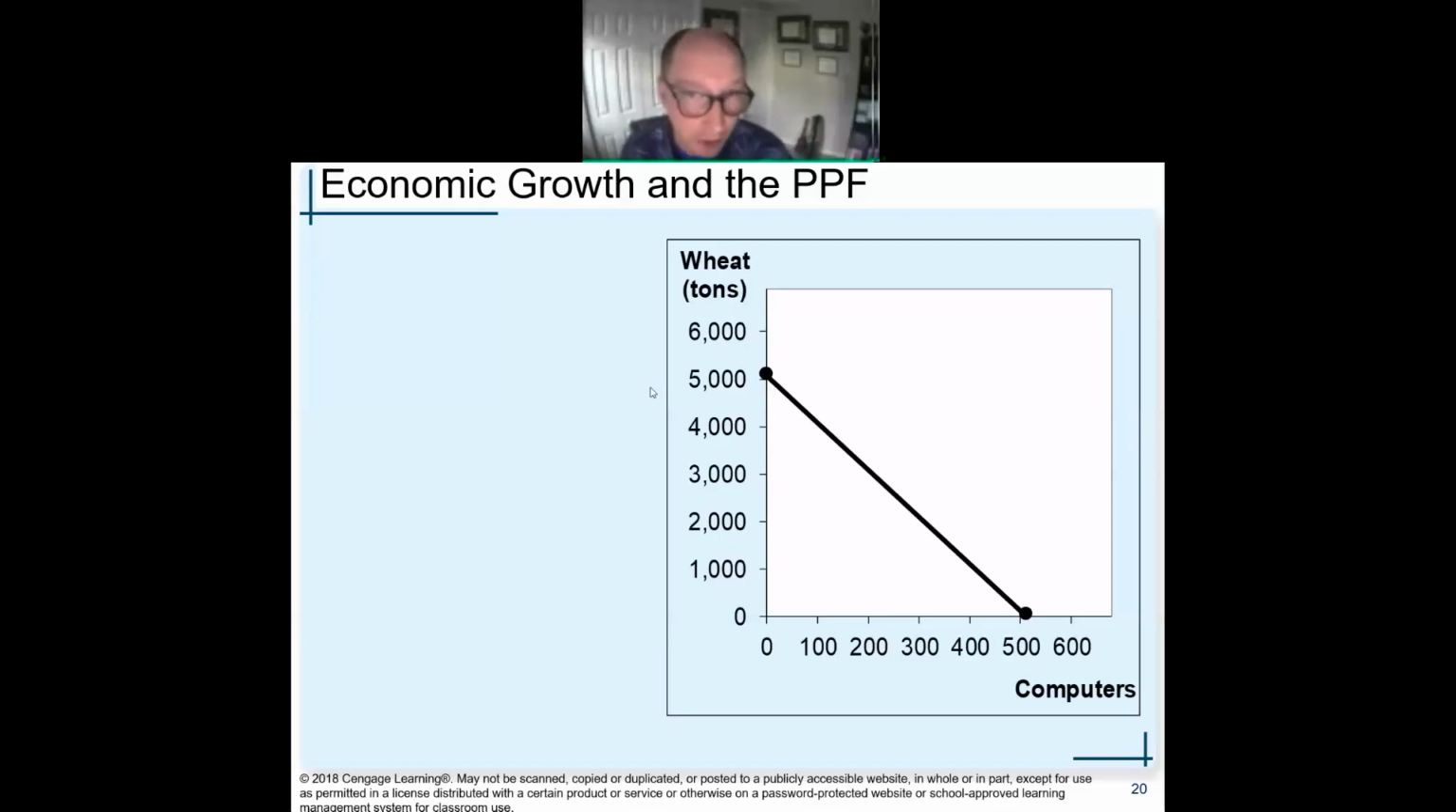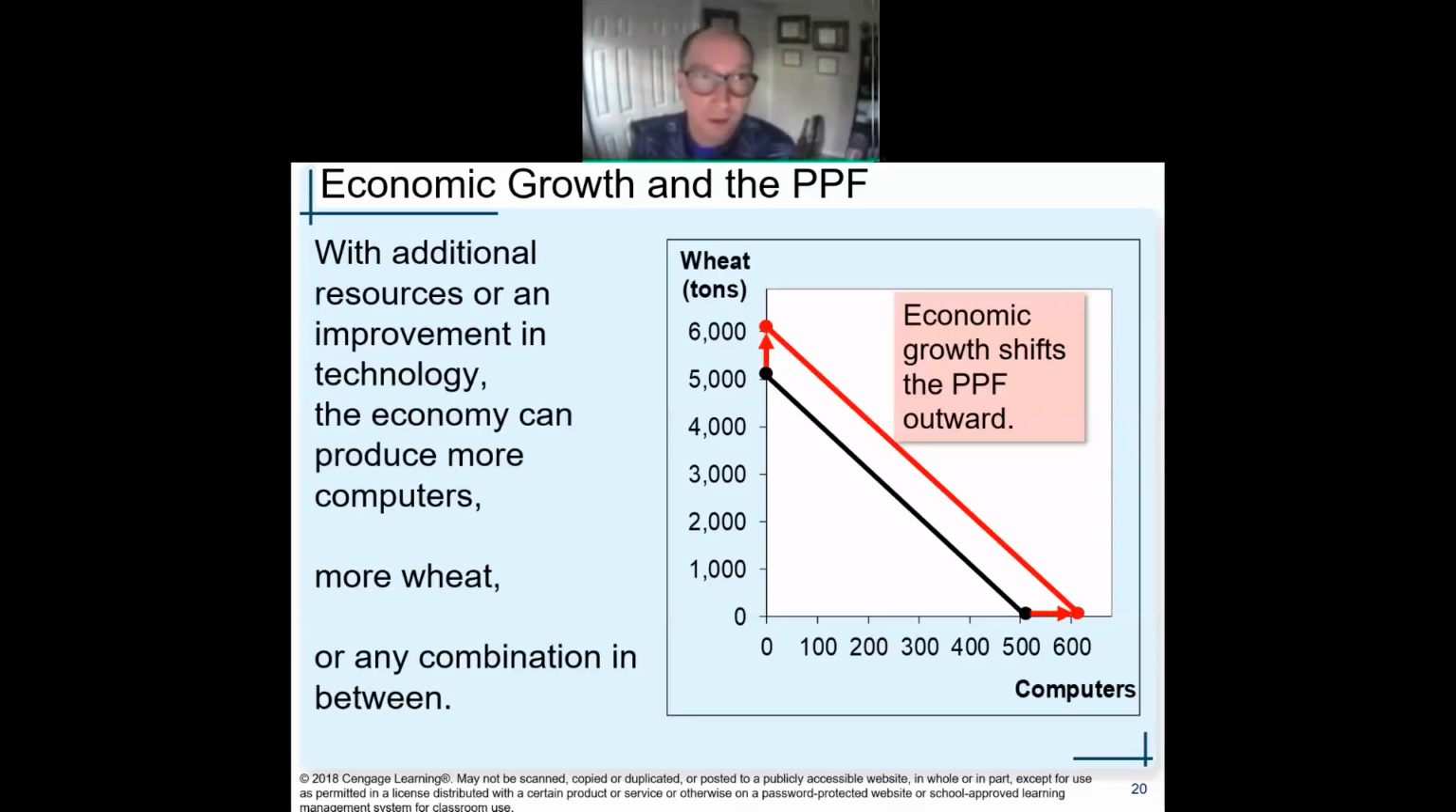So going back to our earlier example, 5,000 tons of wheat, 0 computers; 500 computers, 0 tons of wheat. When there are additional resources available or improvements to technology, the economy can produce more computers. That makes perfect sense. So we call this a shift when there is an improvement. This shift comes with growth. When the economy grows, it improves, ideally. That's a model, right? Ideally. When the economy grows, it improves.